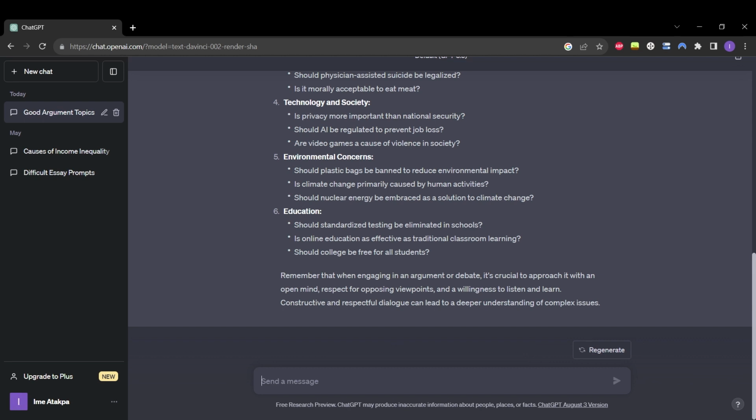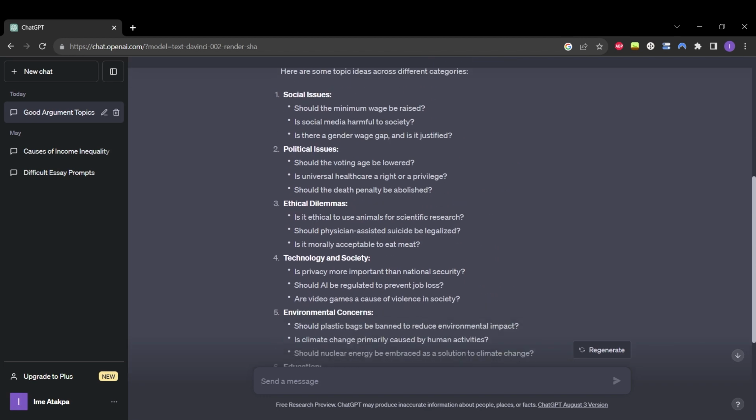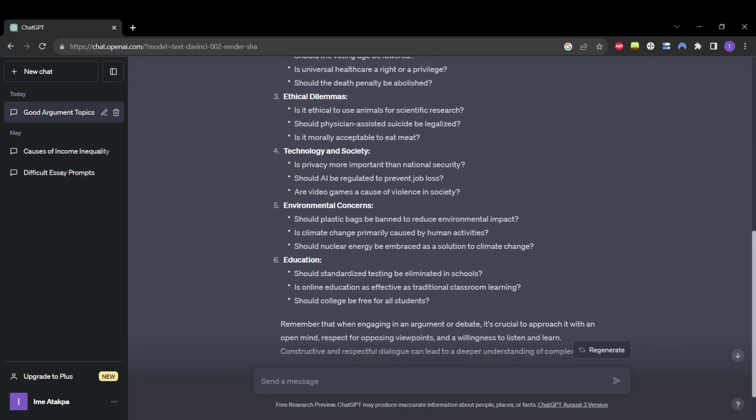Should standardized testing be eliminated in schools? Is online education as effective as traditional classroom learning? Should college be free for all students? I think I'll probably just go with that. Should college be free for all students? And I'm just going to find an article about that.